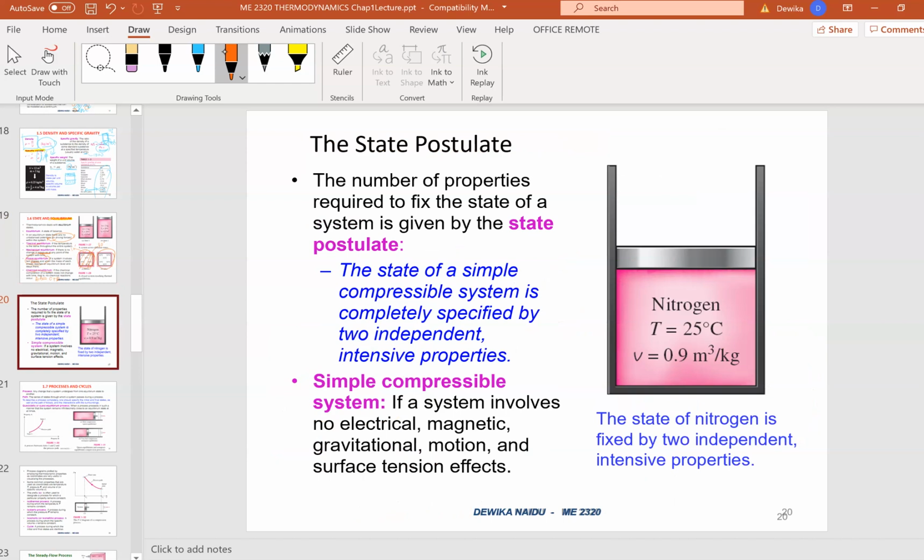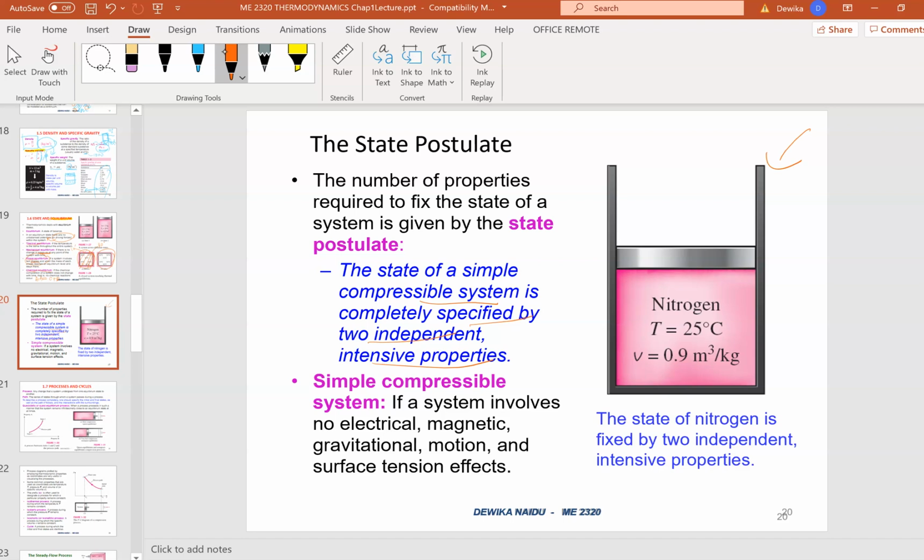Okay, so the state postulate. What is a state postulate? The state of a simple compressible system is completely specified by two independent and intensive properties. It's like you are explaining the situation. Okay, let's say we have this example here.